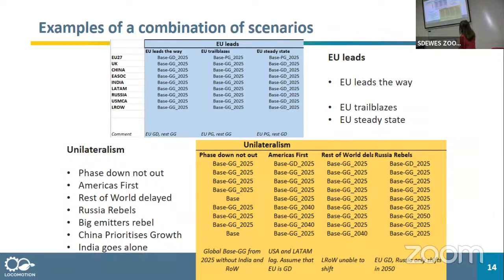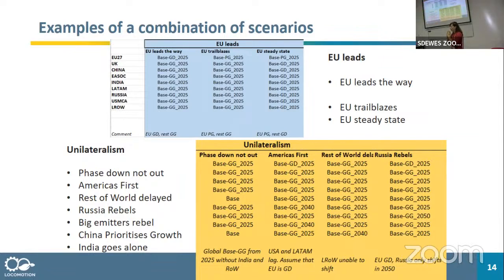So there are three possible combinations we might consider as an input for our William model. It's EU leads the way when we assume that EU will grow a Green Deal and the rest of the world, all the rest of the regions, will go green growth. And if you see this base green growth 2025, just to explain to you, we model the scenarios like this.